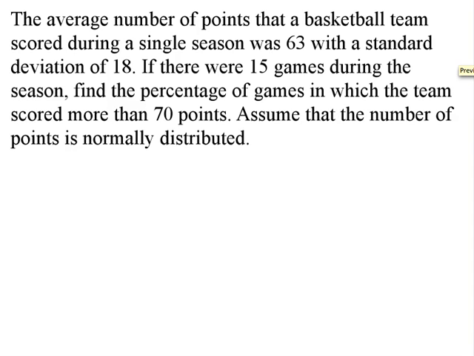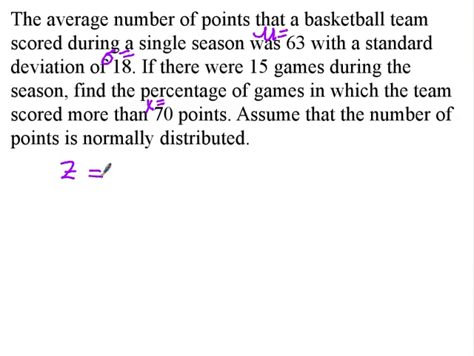The average number of points that a basketball team scored during a single season was 63. What does that indicate? The mean. With a standard deviation of 18, so sigma. If there were 15 games during the season, find the percentage of games in which the team scored more than 70 points. Assume that the number of points is normally distributed. What is x? X is 70. So let's find the z value.